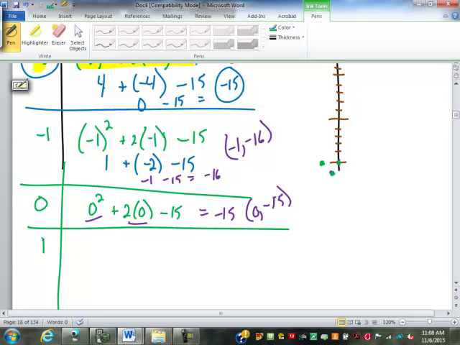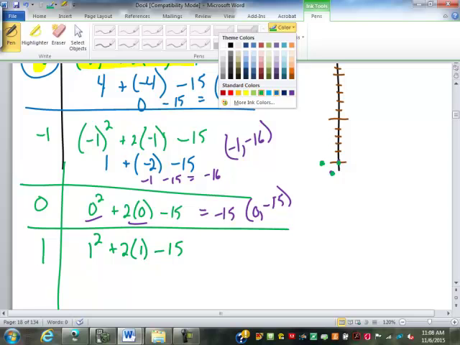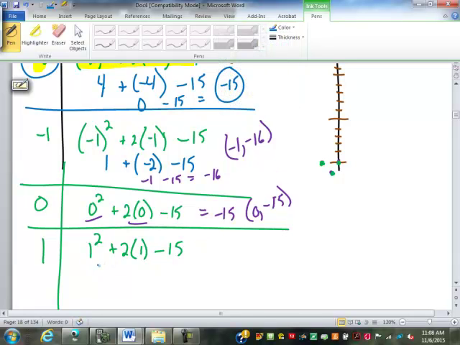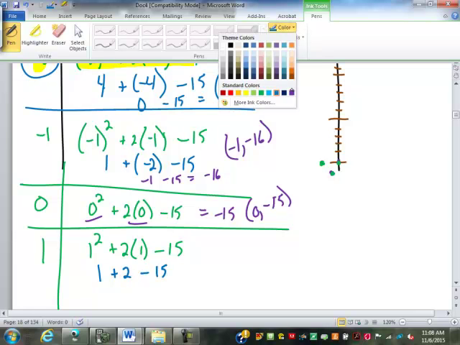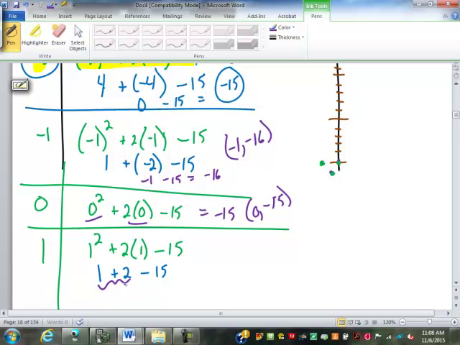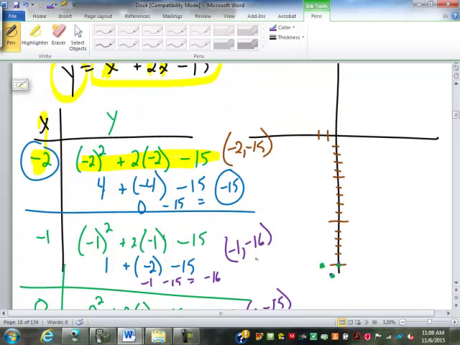Let's try 1 for x. So then y is 1 squared plus 2 times 1 minus 15. 1 squared is 1. 2 times 1 is 2, and then minus 15. 1 plus 2 is 3. Minus 15 is negative 12. So we're now at 1, negative 12. So positive 1, negative 12 is right there.